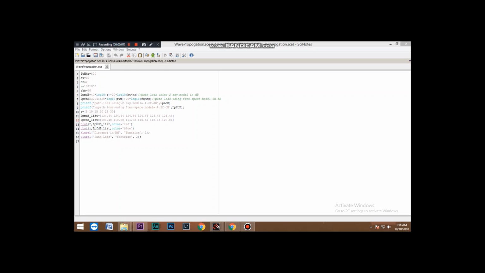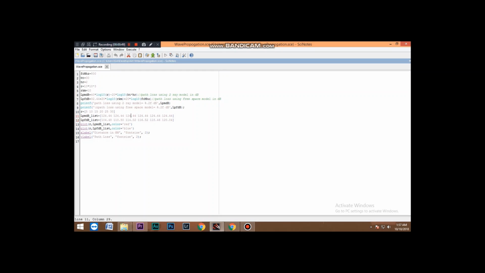Let's understand the objective behind this experiment. The objective is to study and understand the concept of the two-ray ground reflection model and the free space path loss model. The expected outcome is that the students must be able to apply the concept of the two-ray ground reflection model and free space path loss model to make the communication system more reliable and economical.